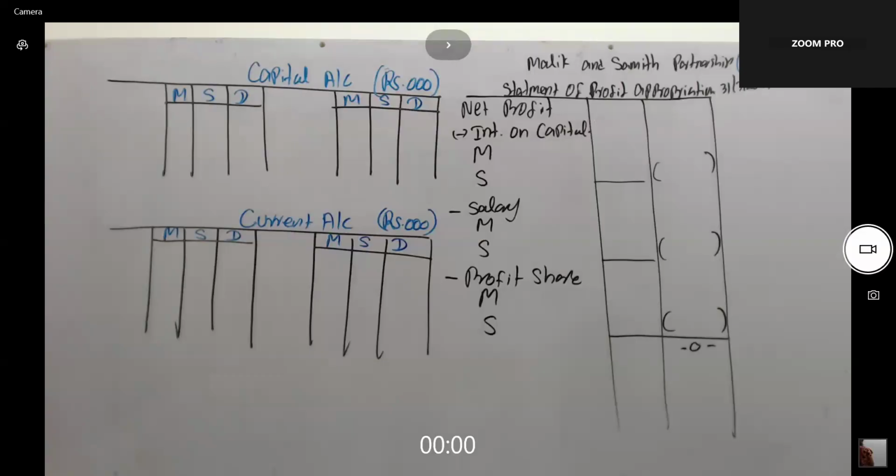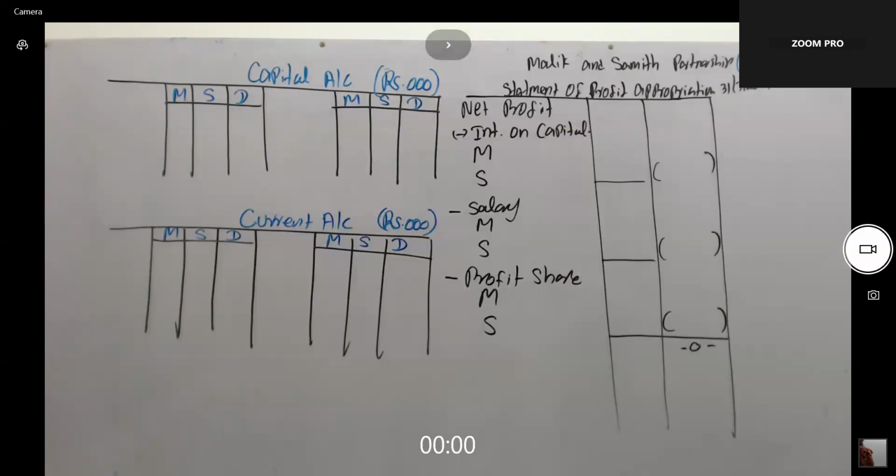Net profit also given. Prepare profit appropriation accounts only for 2 partners. Net profit, then interest on capital. Only Malik and Samit available. Think Dayanand is not available during the current period. The newly joined one, no one retires this year. Retired partner is not available during the current periods.